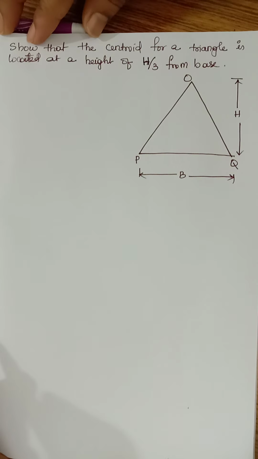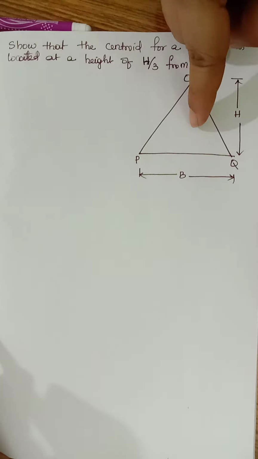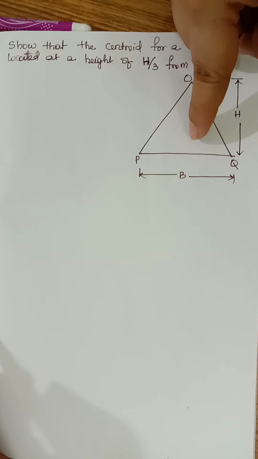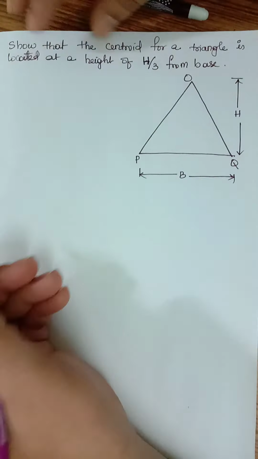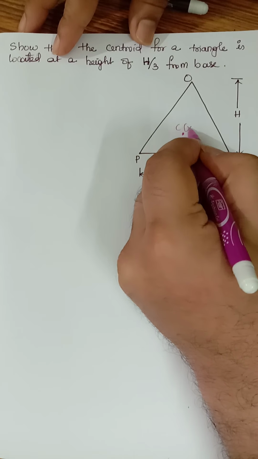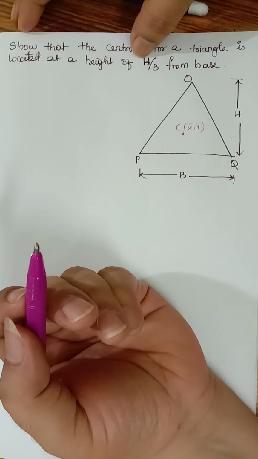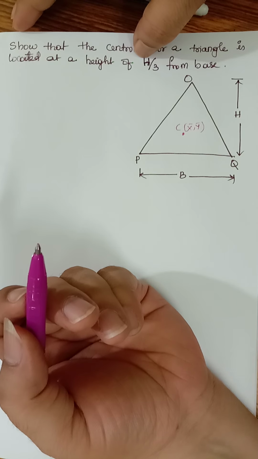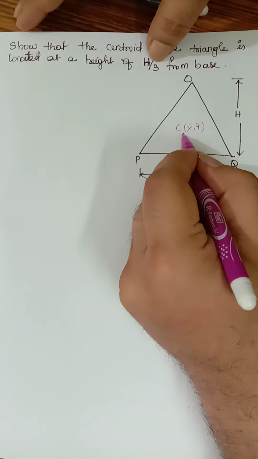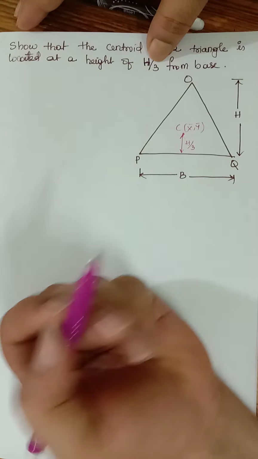Now, to solve the problem, we have to prove that the location of the centroid is exactly at a height of h by 3 from the base. For this purpose, I'm assuming that there is a point capital C whose coordinates are x bar and y bar. In the question, we are asked to prove that y bar is h by 3, that is, this particular distance should be equal to h by 3.